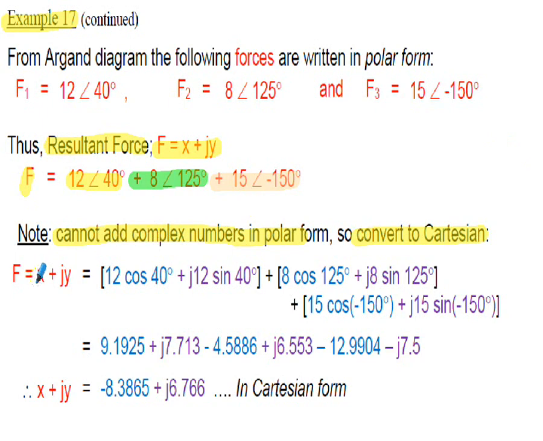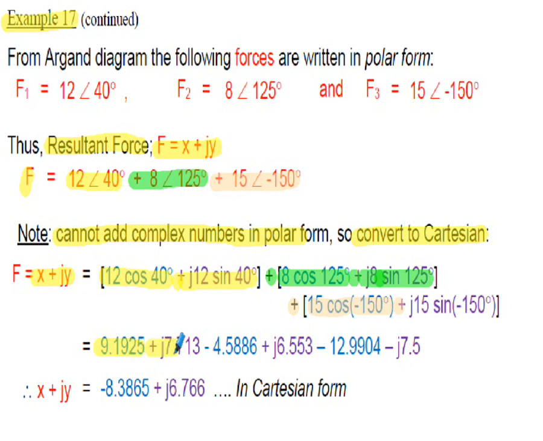So on the left hand side we'll get our Cartesian form for the resultant force of x plus jy. So taking the first force of 12 argument 40 degrees, to convert to Cartesian form that will be 12 cos 40 degrees plus j 12 sine 40 degrees. Taking the second force of 8 argument 125, plus 8 cos 125 degrees plus j 8 sine 125 degrees, and taking the third force, 15 argument negative 150 degrees, that will be then plus 15 cos negative 150 degrees plus j 15 sine negative 150 degrees.